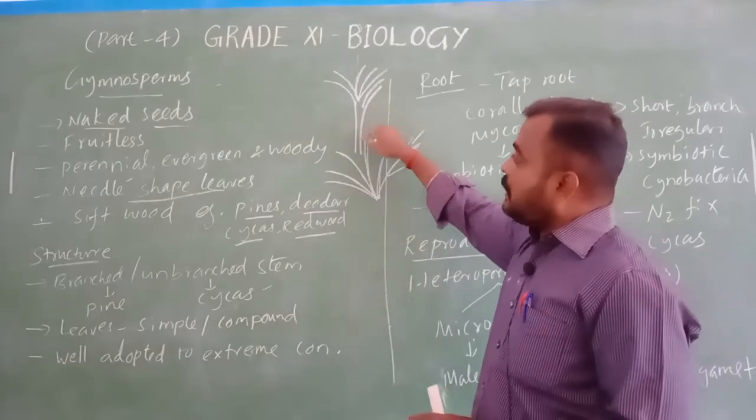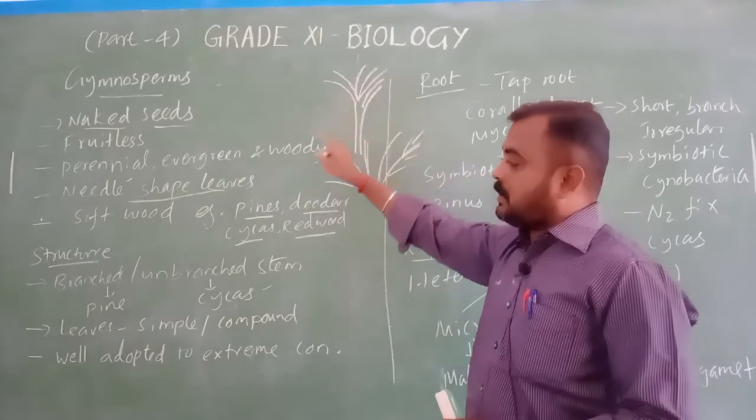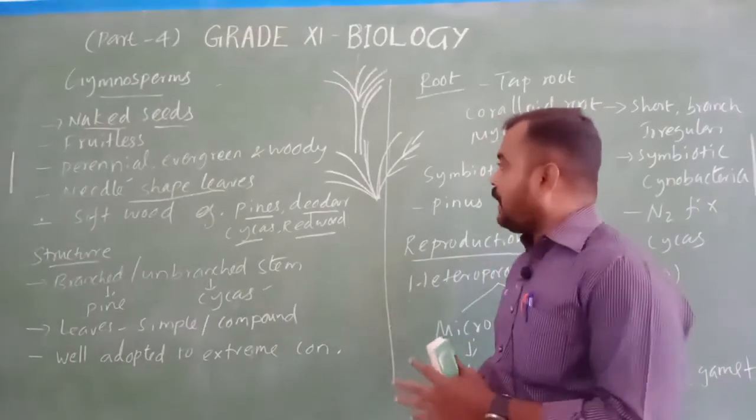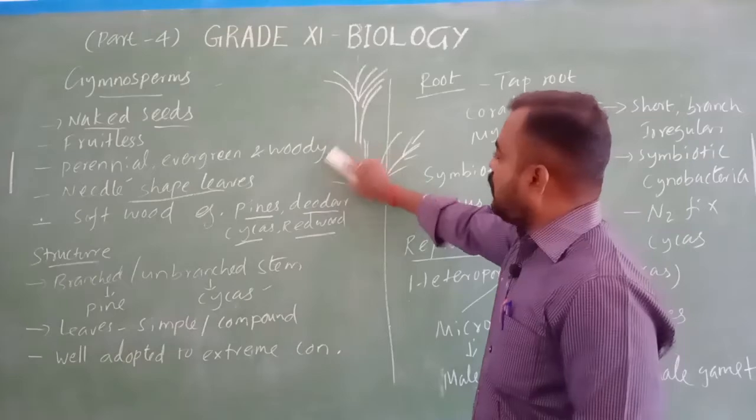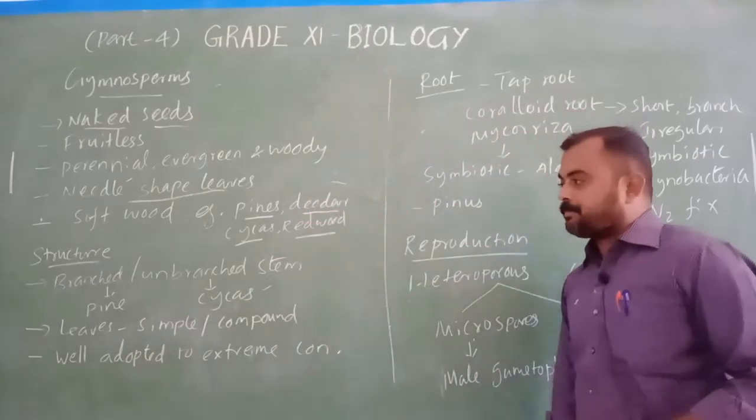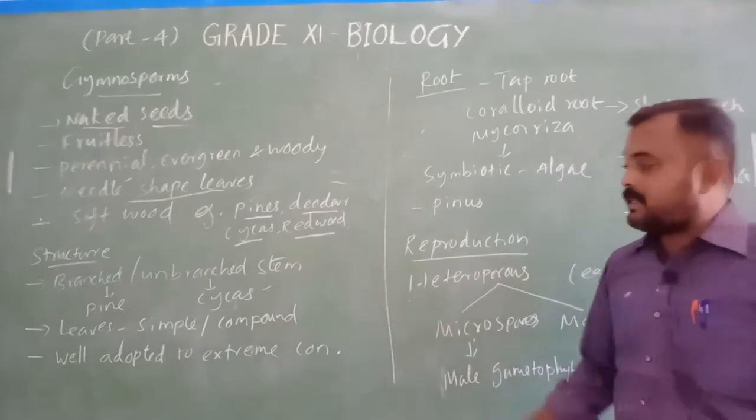But here, in the main stem we have branches. That is branched. So we have two types of stem structure: one is branched and the other is unbranched. Branched example is pine. Unbranched example is cypress.